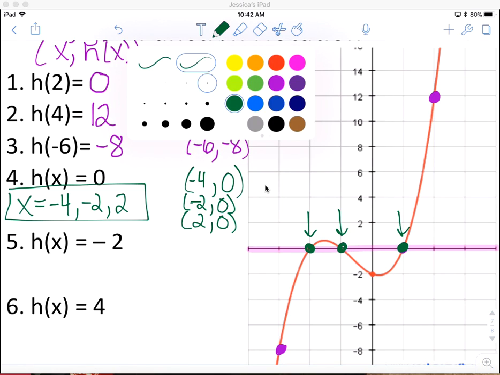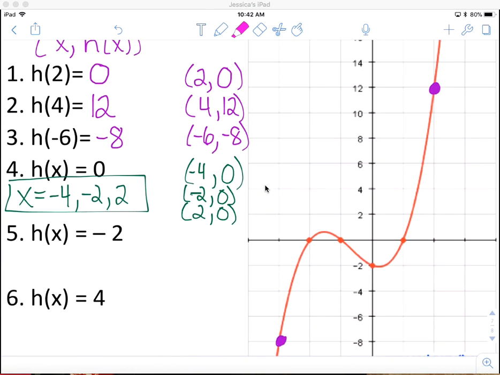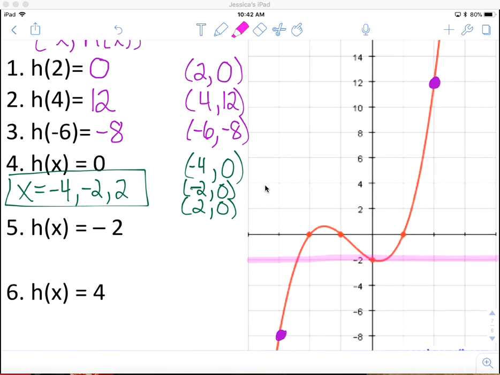Moving on to number 5, it's very similar. We've been given the output. This time the output is -2. So I'm going to look at where y is -2 here. If you look, I have a point here. I have a point here. And technically one more here when it goes back up.